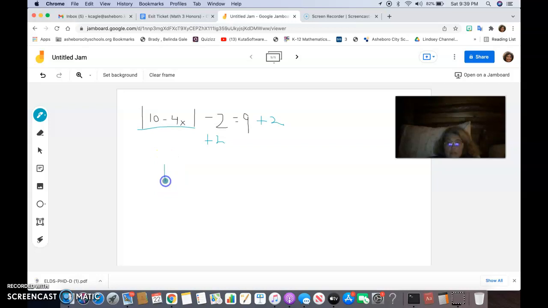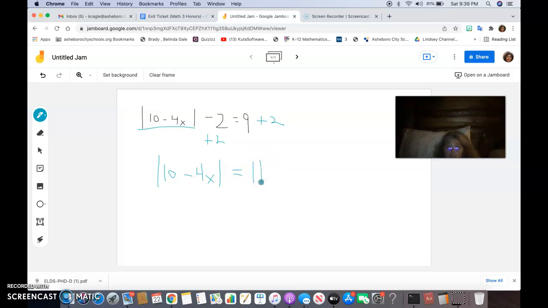And that leaves you with 10 minus 4x, and that's an absolute value, equals 11.